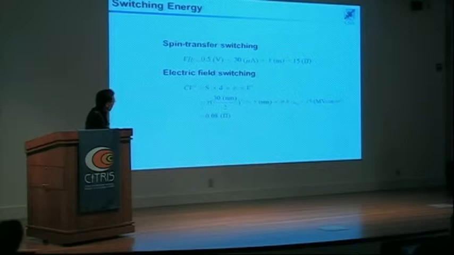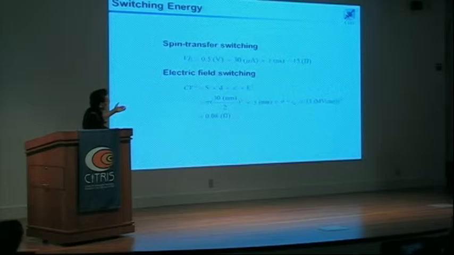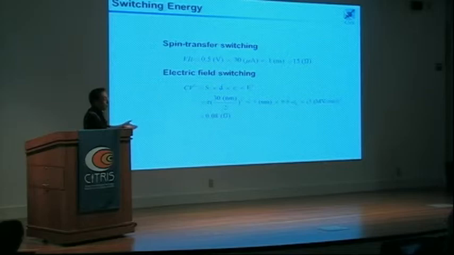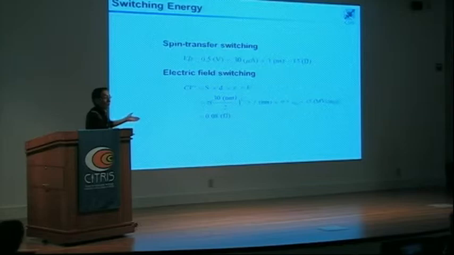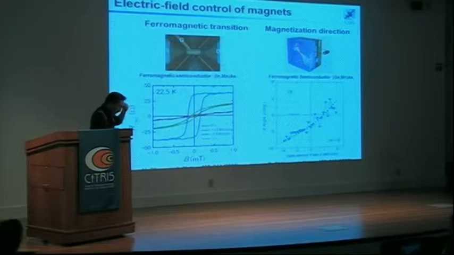So what we are doing now is, the first part, we're trying to demonstrate logic in memory integrated circuits using spin polarized current. And then we are also investigating this approach to see if we can switch magnetization by electric field.